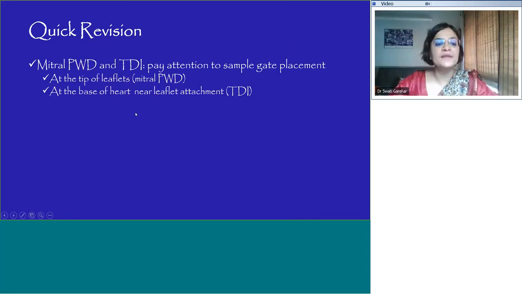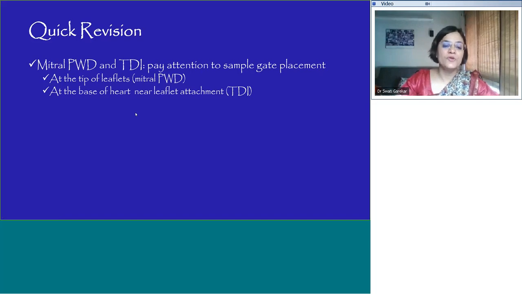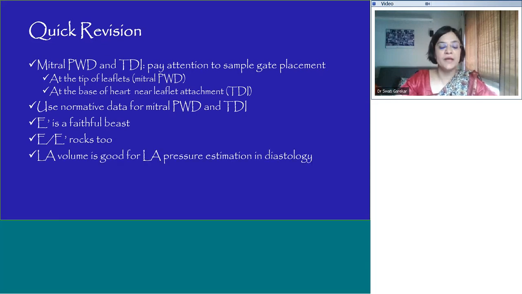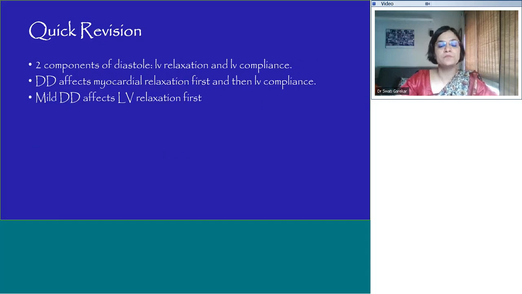Quick revision, most important point is that you should know where to gate your data, where to obtain information from. If you mess up there, no use proceeding further. Use normative data. E prime is very good because it's faithful. Do not forget LA volume.